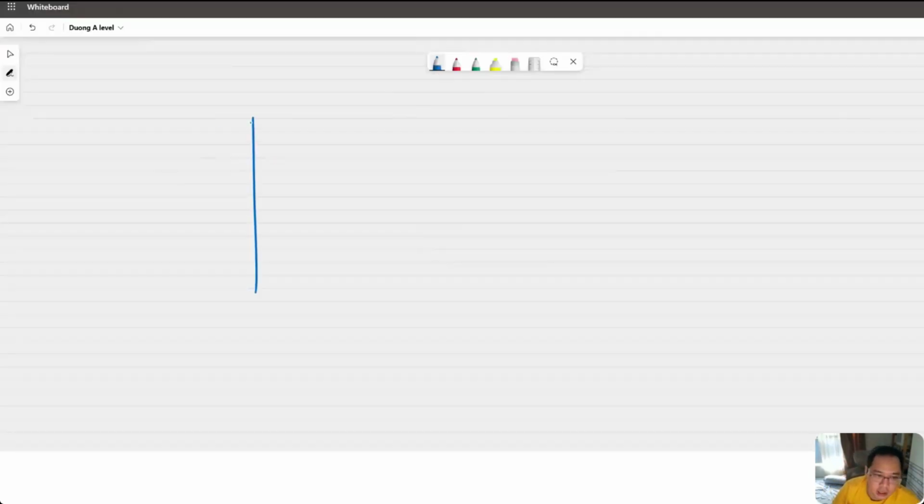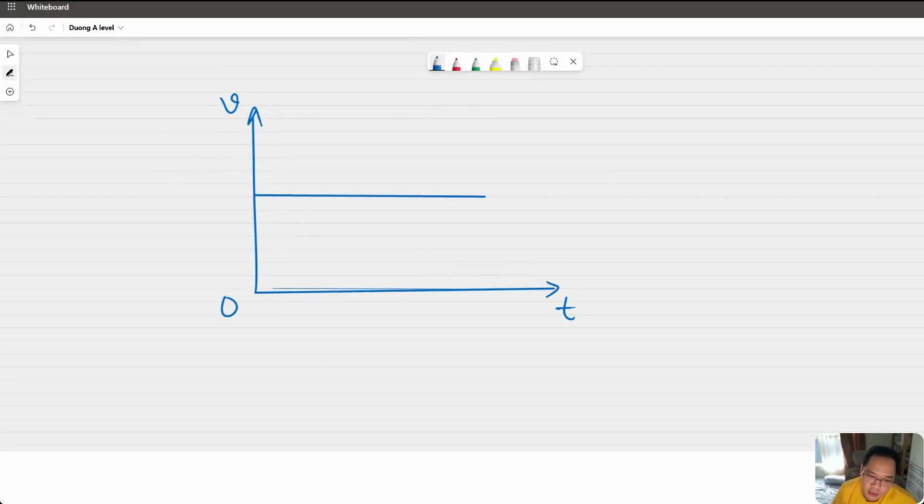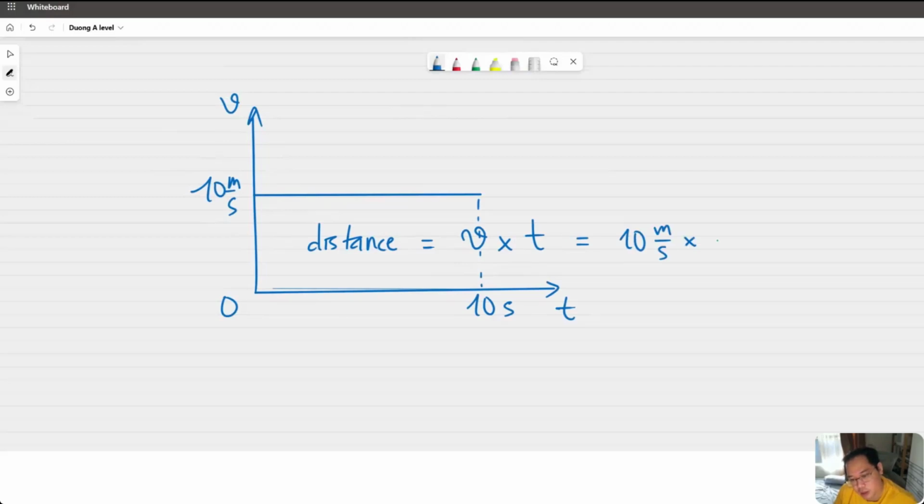Chúng ta có thể là ở secondary school mình học về một cái constant motion, nghĩa là cái speed không đổi ha. Đây là time, đây là speed. Nếu như speed không đổi thì cái graph là constant thế này, ví dụ như là 10 meter per second ha. Và nếu the object move in 10 seconds, then the distance of this object move is simply determined by the speed multiplied with the time, right? 10 meter per second multiplied with the time 10 seconds, and the result is 100 meter.